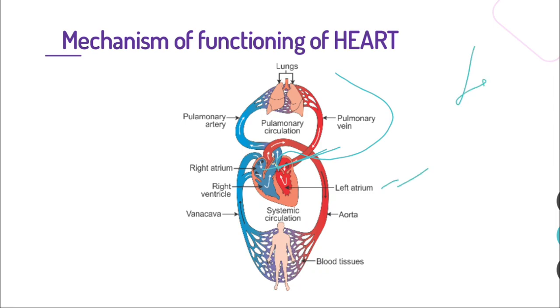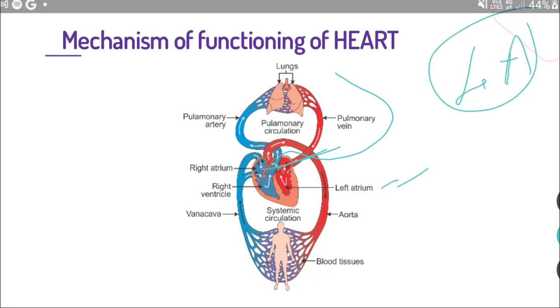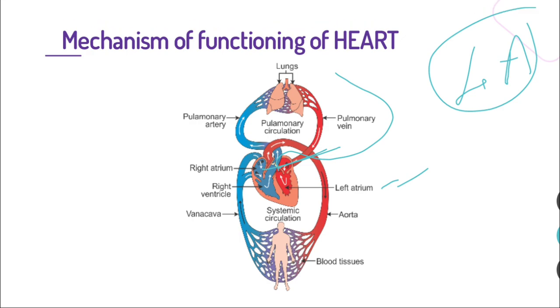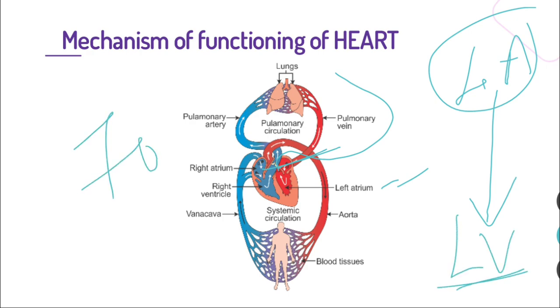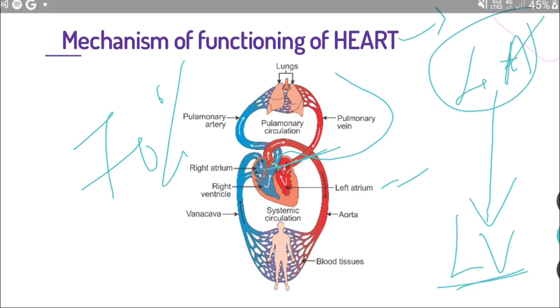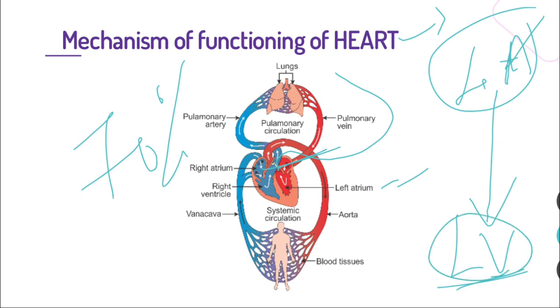When this left atrium is in the relaxed state, nearly 70% of the blood is again sent into the left ventricle. The remaining 30% is sent when this left atrium contracts. Now your left atrium is full of blood, oxygenated blood. This has to be sent into your body tissues through the aorta. In a similar fashion, the left ventricle contracts.